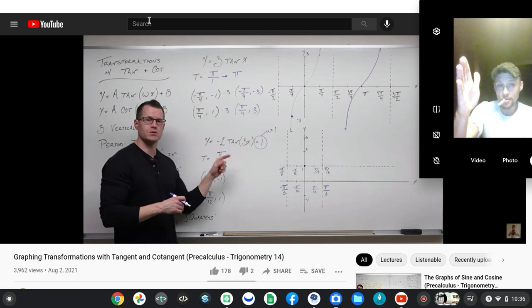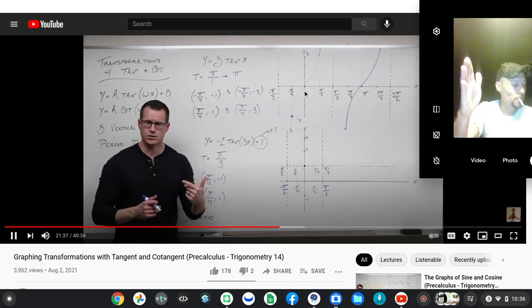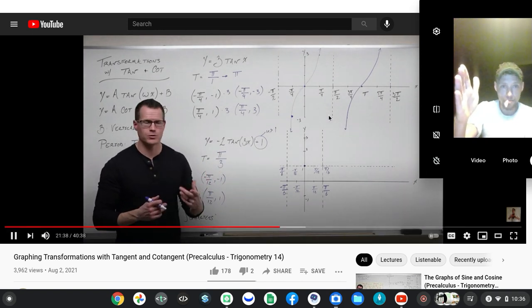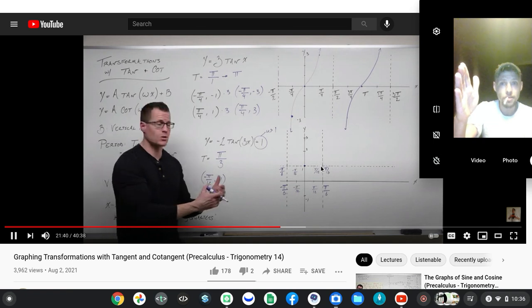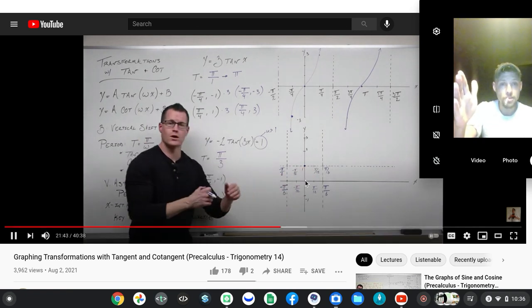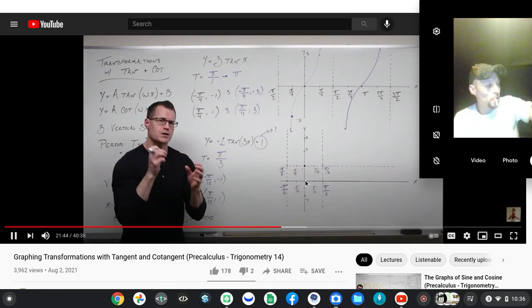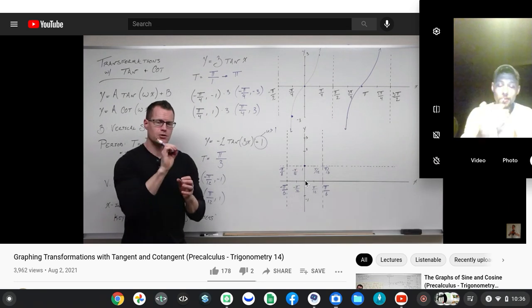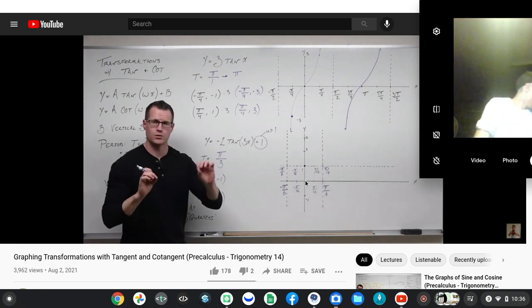We have that negative 2. My negative 2 is a factor. Factors multiply outputs. So if we have our first quarter and third quarter, we know that tangent normally has first quarter negative 1 and third quarter positive 1.